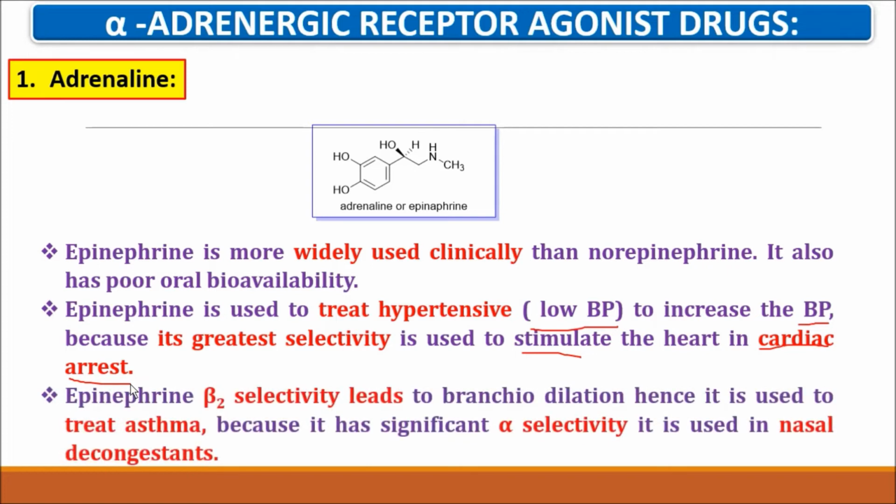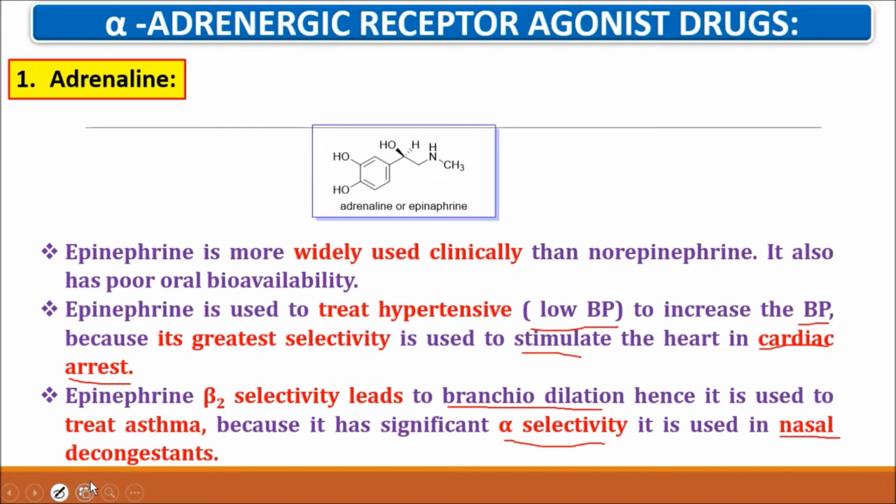And here the beta 2 selectivity leads to bronchodilation. We already studied asthma biochemistry. Bronchodilation is necessary for treating asthma. So adrenaline can interact with beta 2 receptor and activate it, and then bronchodilation takes place. Here the alpha selectivity is going to cause nasal decongestion. Friends, this is about adrenaline.